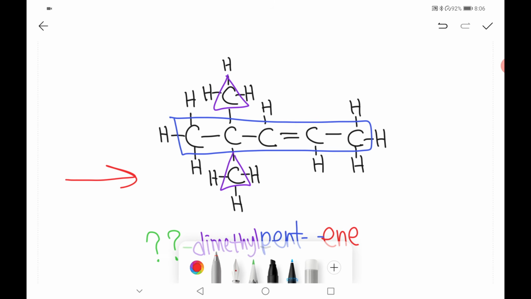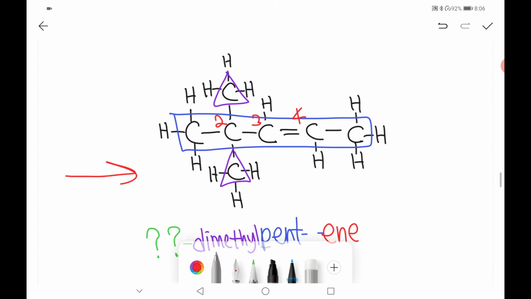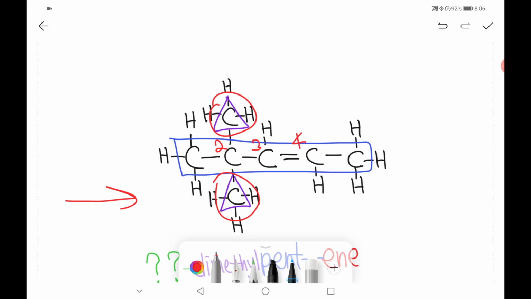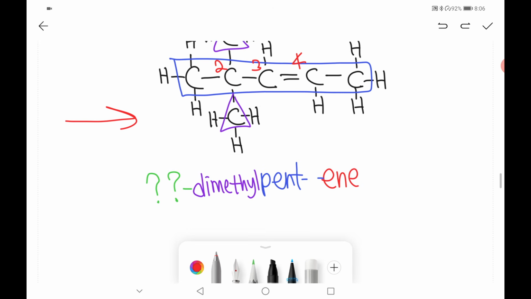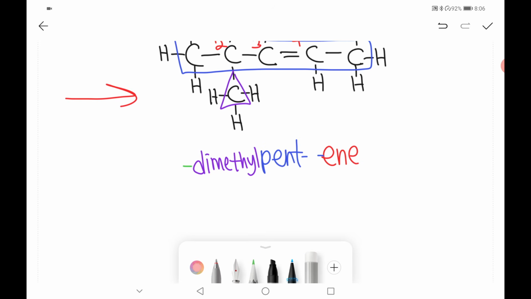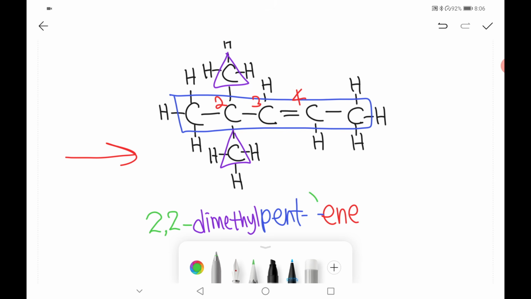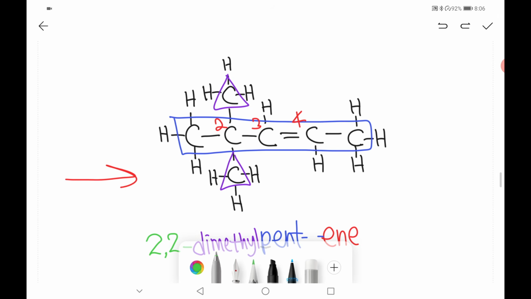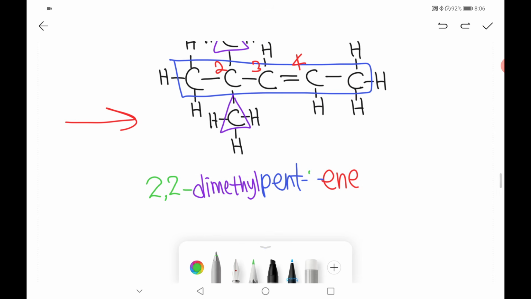Now let's count from both sides. We count from the left hand side. This is carbon number 1, number 2, number 3 and number 4. Now you can see both of the branches are on carbon number 2. So the number is 2 and 2, and the numbers need a comma. What about the number at the back? The number at the back is the double bond. The double bond is on the third and the fourth carbon. So choose the smaller number, 3.